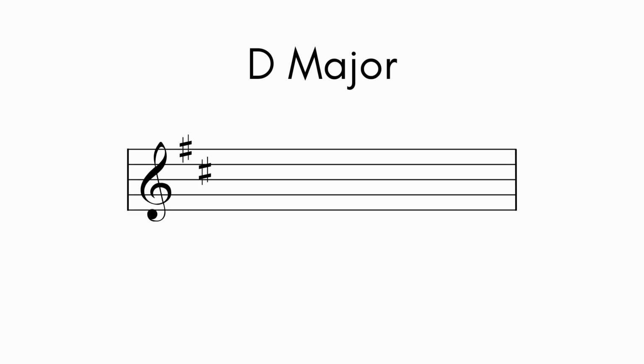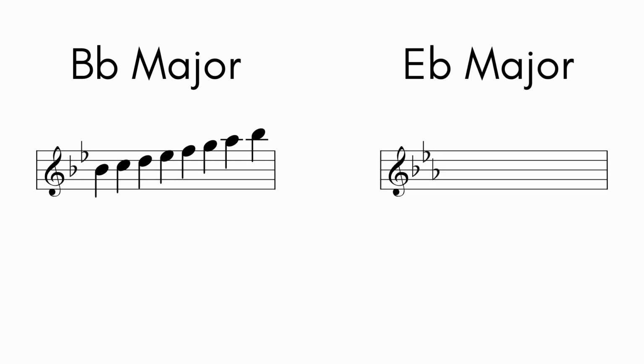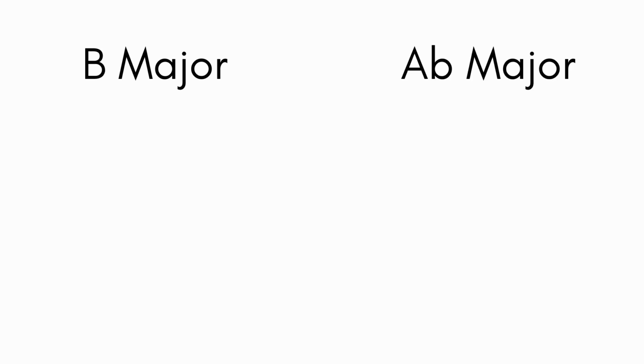For the key of D major, we know that the key has 2 sharps, so the notes in the D major scale are D, E, F sharp, G, A, B, C sharp, and D. The same applies for the flat keys of B flat, whose notes are B flat, C, D, E flat, F, G, A, B flat, and E flat, whose notes are E flat, F, G, A flat, B flat, C, D, and E flat. Before discussing the rest of the major scales, I'll give you 1 minute to try to figure out the notes in the B major scale and the A flat major scale.